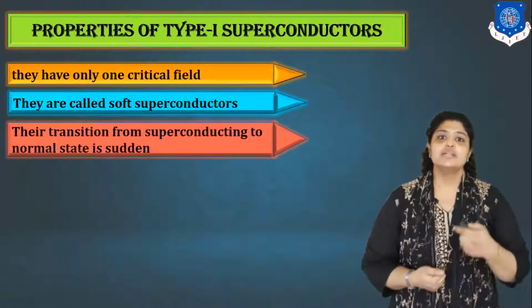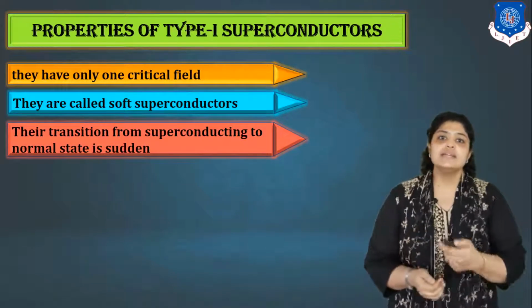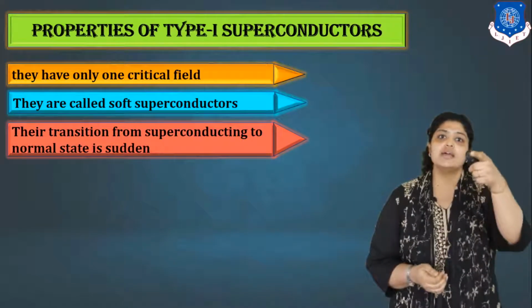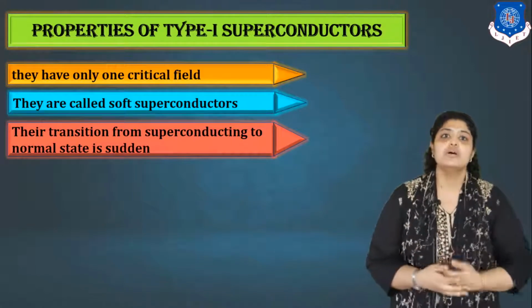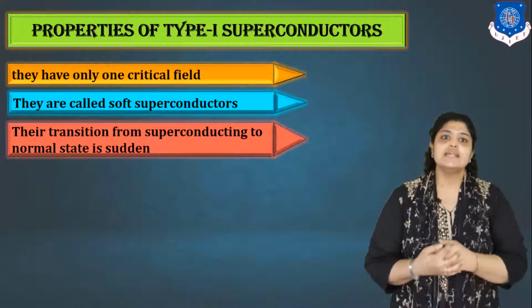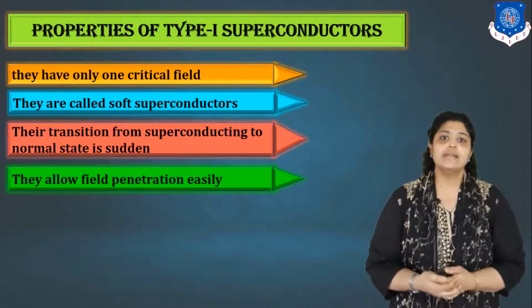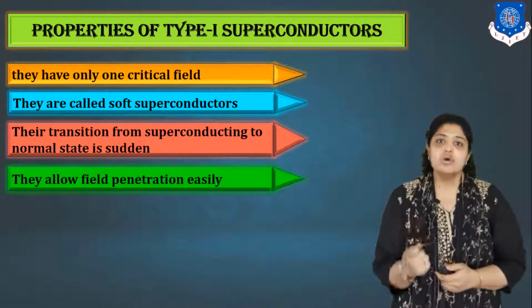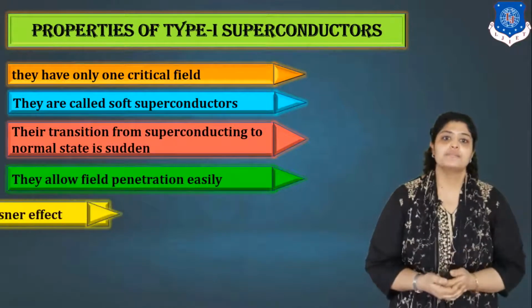Next, the transition from the superconducting to the normal state is sudden. So we have seen in the graph, gradually the magnetization was increasing and suddenly it drops to minimum value. So we say the transition is sudden. Next, they allow field penetration easily. So with a small value of magnetic field, they can move to normal state.